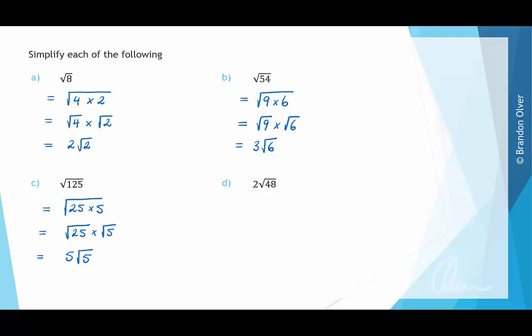Lastly, for part D, we have 2 times the square root of 48. And we can write that as 2 times the square root of, and 48 has 16 as a perfect square being a factor, so 16 times 3 gives 48. That means we can write this as 2 times the square root of 16 times the square root of 3, which will mean it's 2 times 4 times the square root of 3, and 2 times 4 is 8, meaning that 2 times the square root of 48 can be written as 8 times the square root of 3 when simplified.